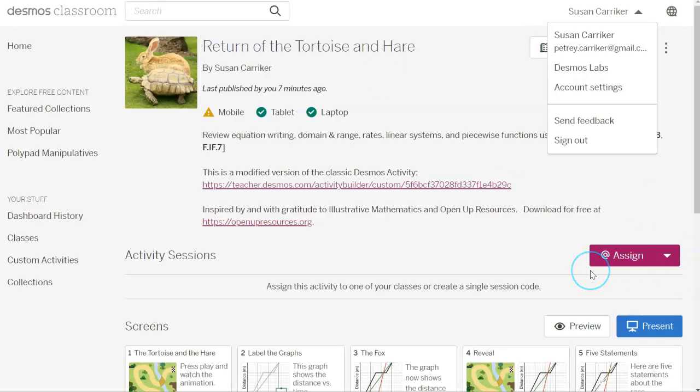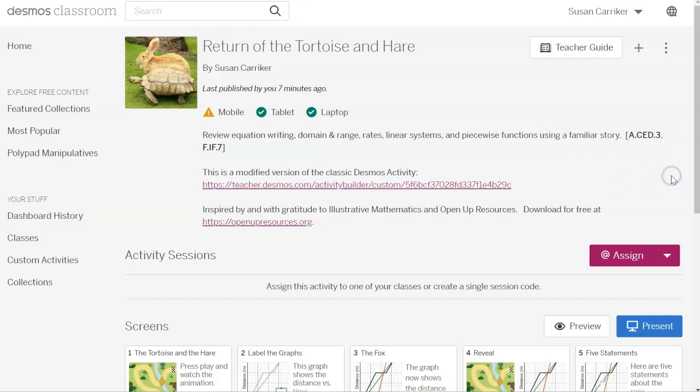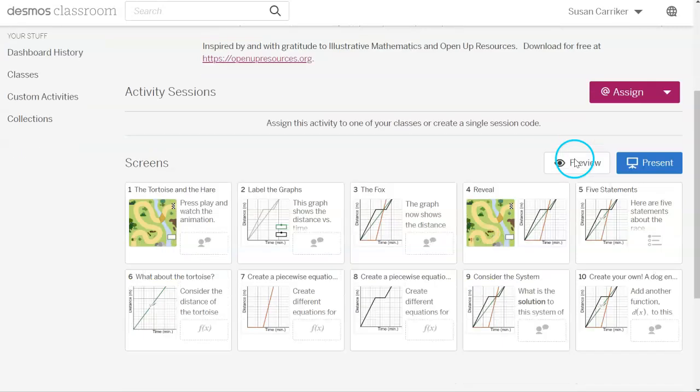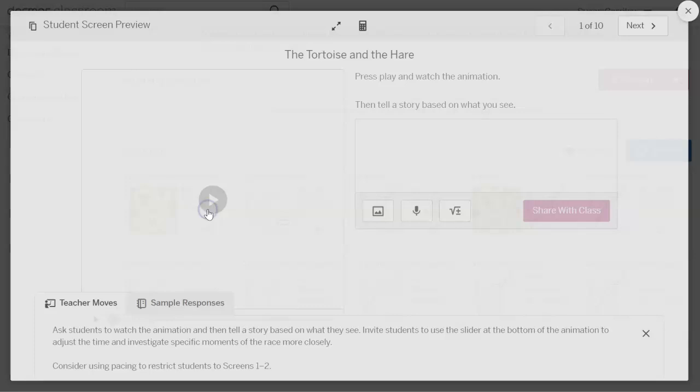This is the return of the tortoise and hare. In this activity, most of it came from a Desmos activity, tortoise and hare. So you may have seen it before, but I did change the end of it. I wanted to show you what I've changed, and I have incorporated writing equations of piecewise functions.